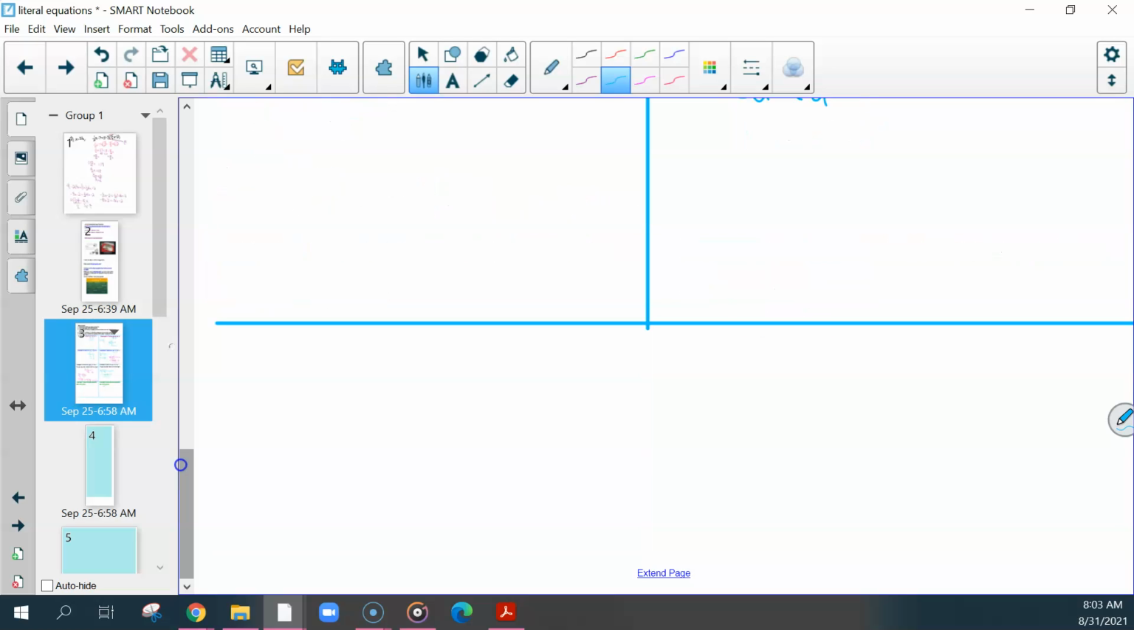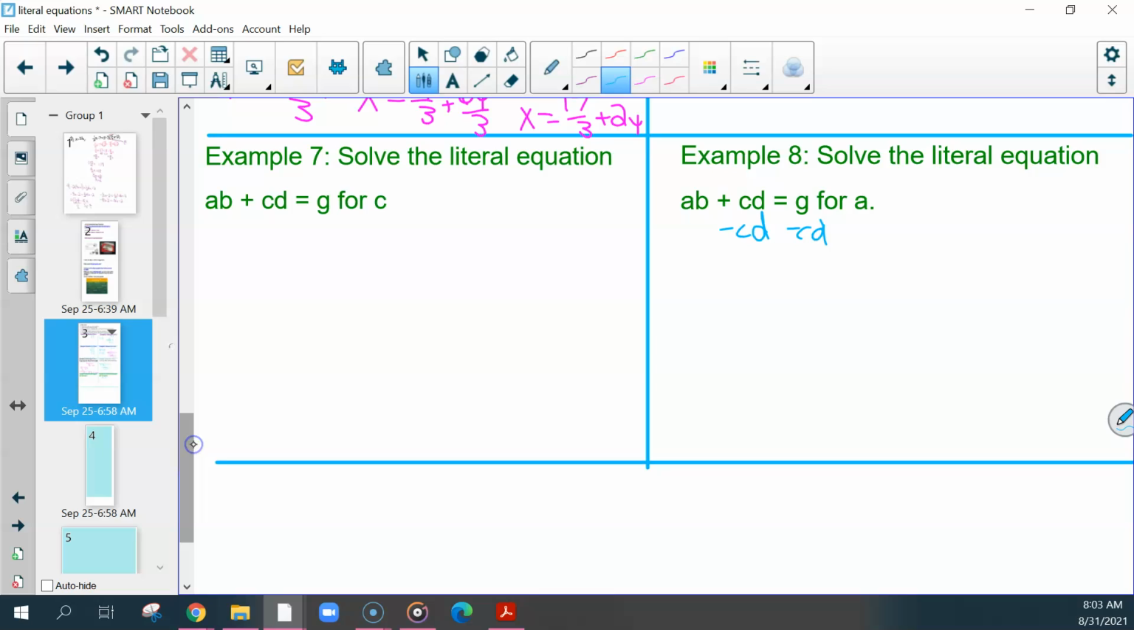These are not like terms. I cannot combine them. So this is a little bit. And then I go side by side. And that would be our equation for A.